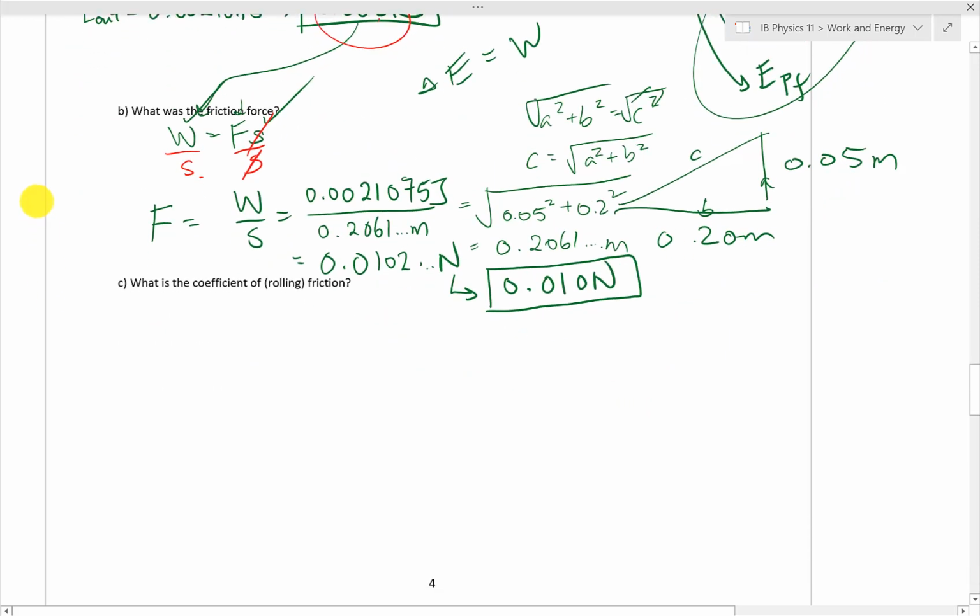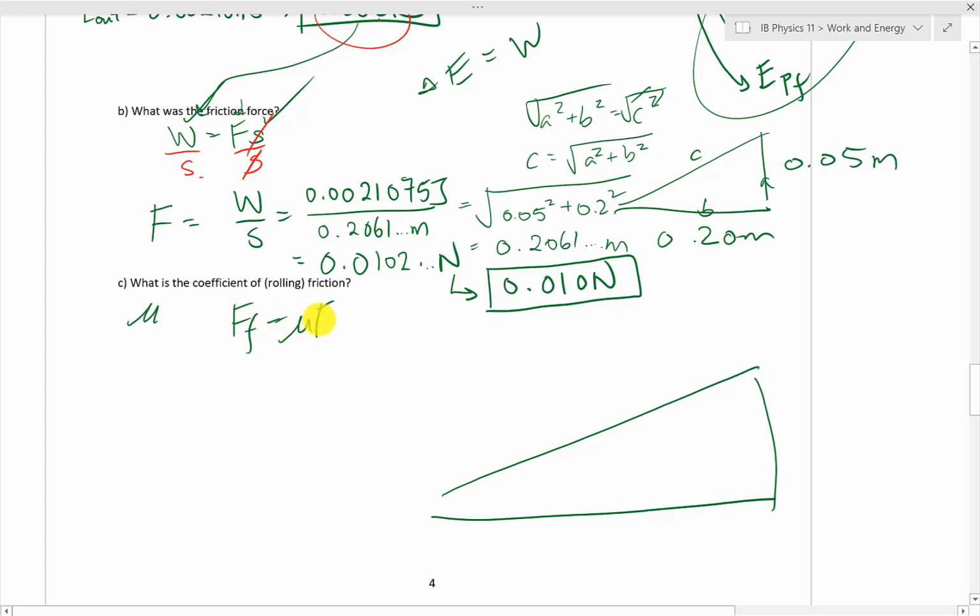Whew, okay, long question. So we got one more, C. C is asking us for the coefficient of rolling friction. So I'm just going to write mu for now. And we know that mu comes from the force of friction being mu times the normal force. And to find a normal force, we have to draw a free body diagram on this ball.